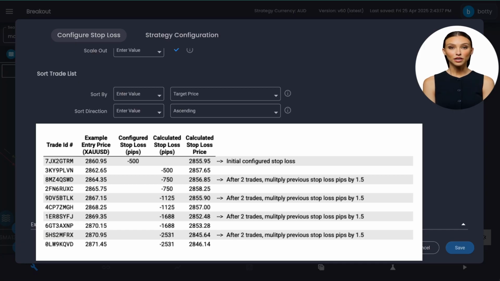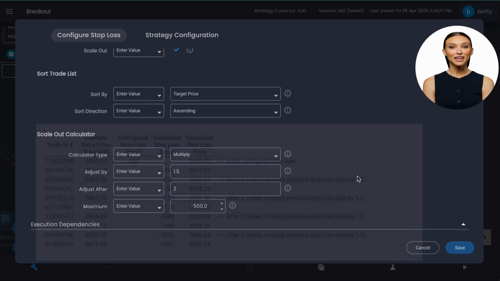The scale-out calculator enables a strategy to apply tiered stop loss exits to a list of trades. It is especially useful when used in conjunction with the placed trades rule as part of a strategy that is scaling into a position.